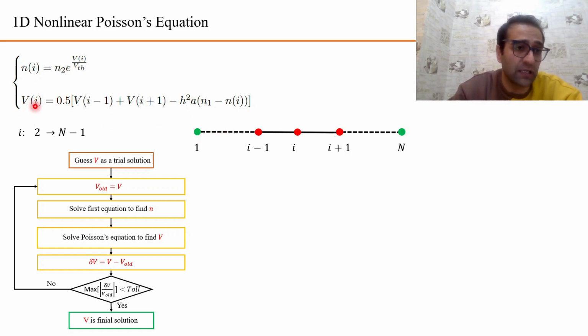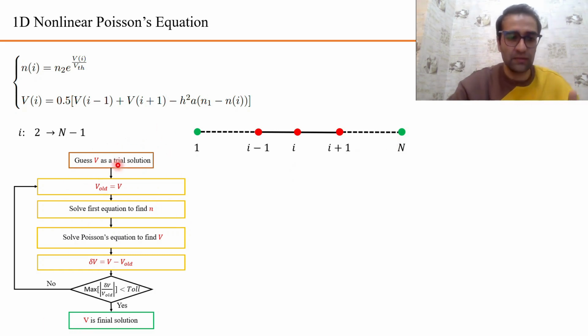If we substitute 2 instead of i here, we will have V1 here and V3 here. We know the value of V1 from the boundary condition. What about the value of V3? We do not have any solution for the other grids except the first grid and the last grid. So what do we need to do? We need to have some initial guess, right? We need to have some initial guess and use this initial guess in this algorithm that is shown in this chart.